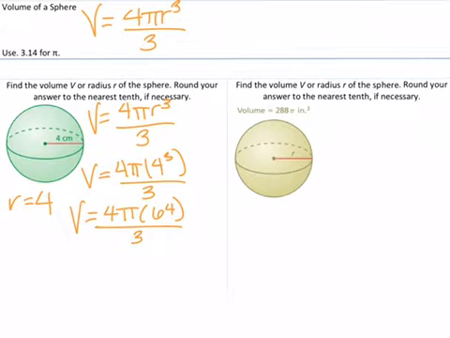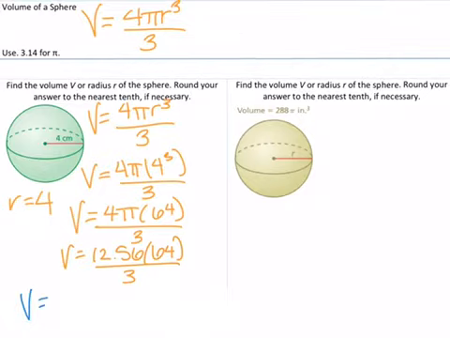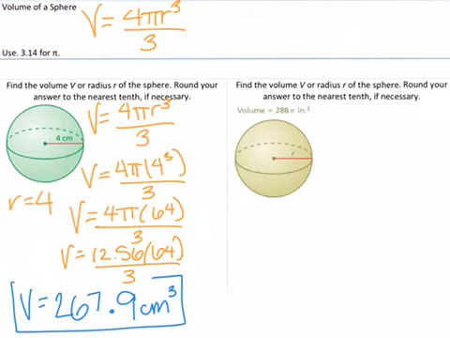Now I'm going to do 4 times pi, or 4 times 3.14, to start simplifying our numerator. And what I get is 12.56 times 64 divided by 3. So now I'm going to multiply it by 64, and then I'm going to divide it by 3 to get my final answer. Now they do say to round it to the nearest tenth, which is 1 decimal place, which we will need to because I got 257.9 centimeters cubed. Please remember to label. And that's what the volume of this sphere is.